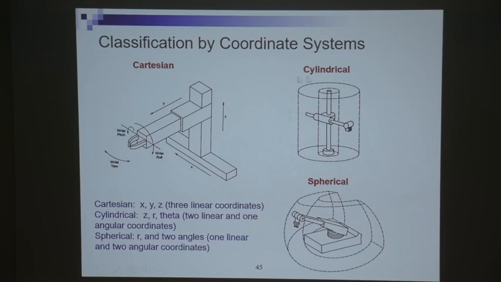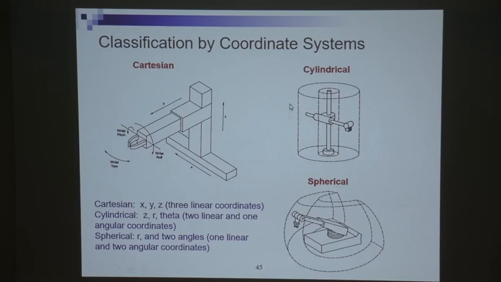You can also have a cylindrical coordinate system. What happens in a cylindrical coordinate system is you have z, r, and theta. So this manipulator itself moves along this single z. And then you have your r, which is the radius of the cylinder, and then theta will be the angle that it makes with the horizon. So this is cylindrical. You have 2 linear and 1 angular coordinates.